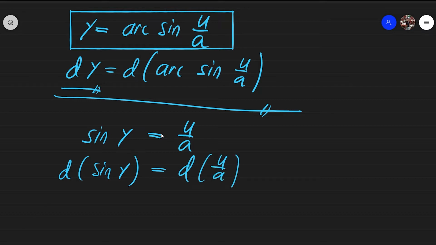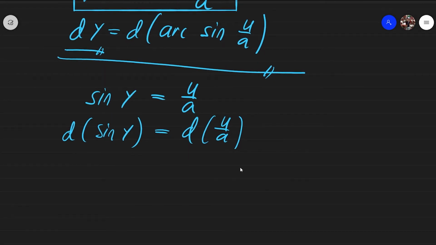Take note that a is constant, but u is not constant. It contains the independent variable. So we'll just get the differential of both sides of the equation. The differential of sine y is cosine y times the differential of y, and this is equal to 1 over a du.